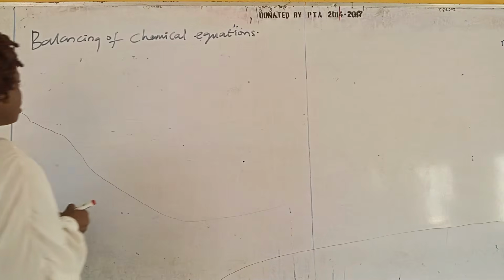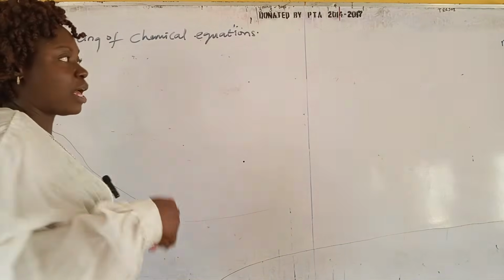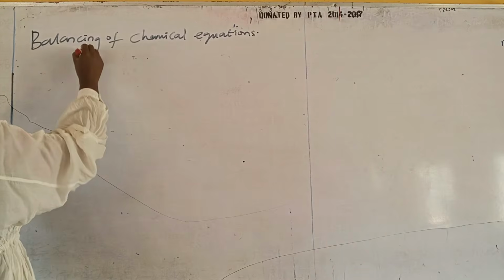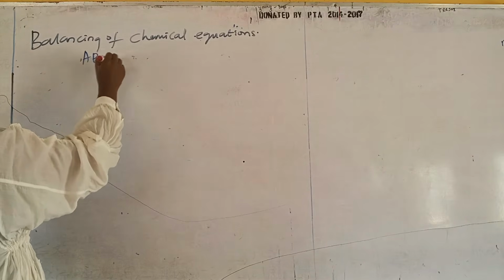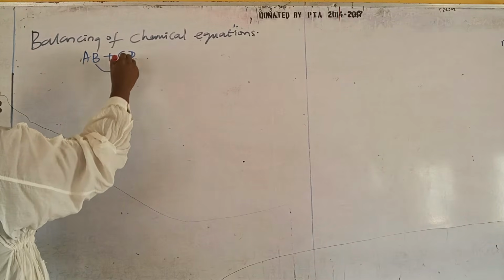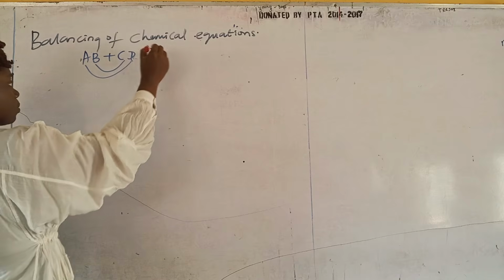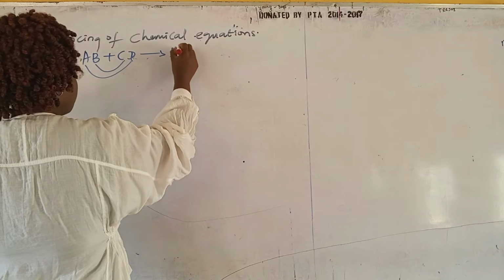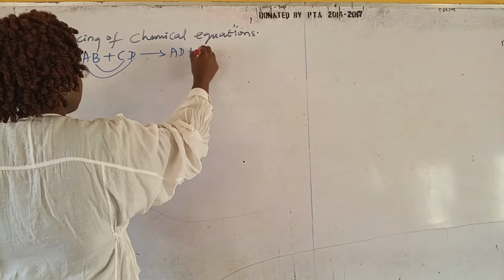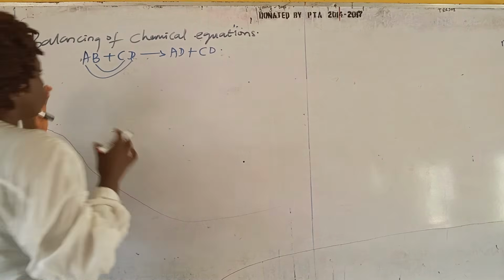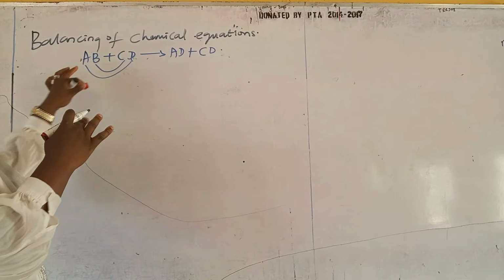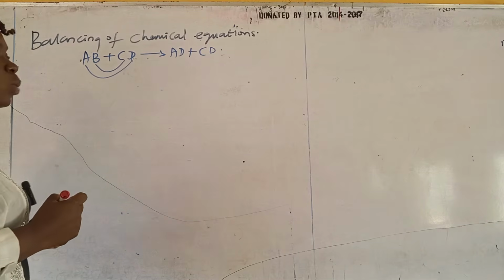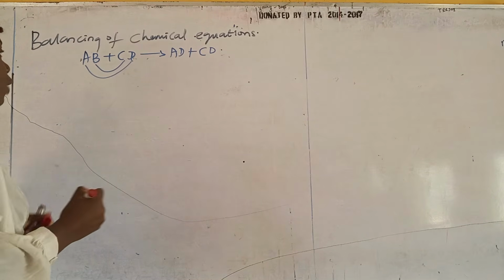Then another thing is this: there is a prototype that you can use for your displacement reaction, whereby you have maybe AB plus CD. So you have something like this, AD plus CD. Especially when you have binary compounds, it can come into play like this. So I'll be starting with the combination reaction.